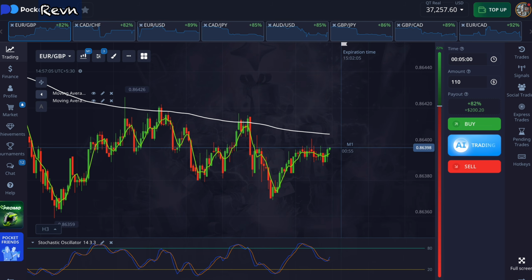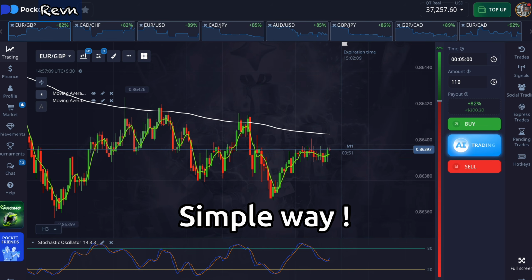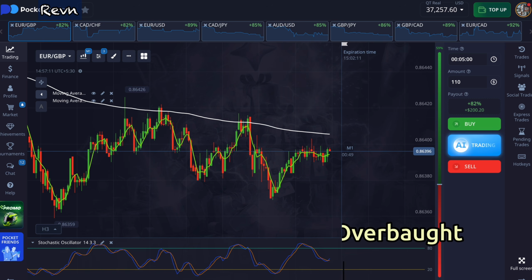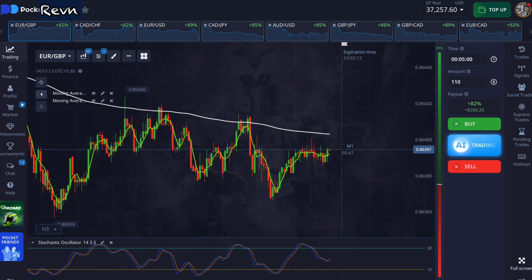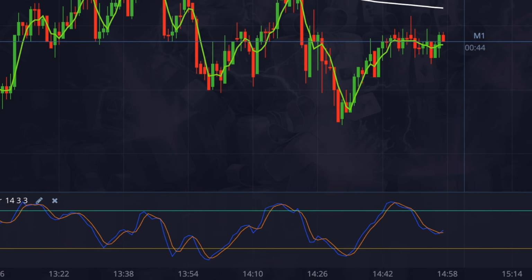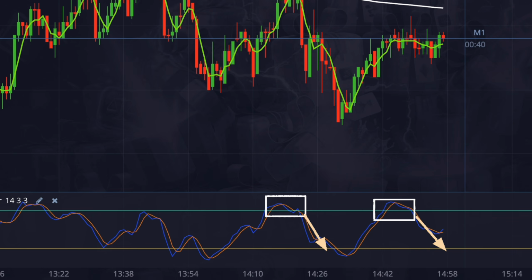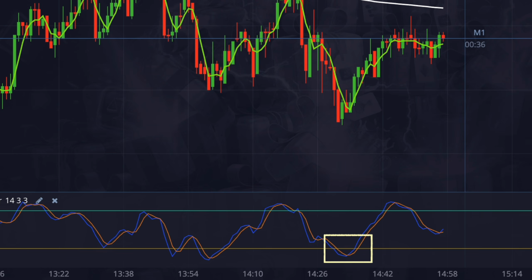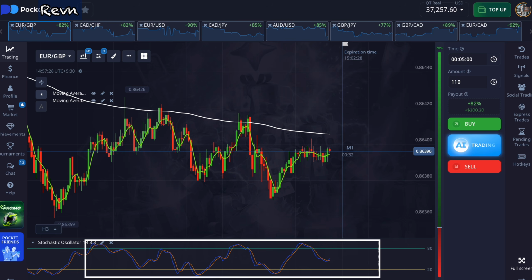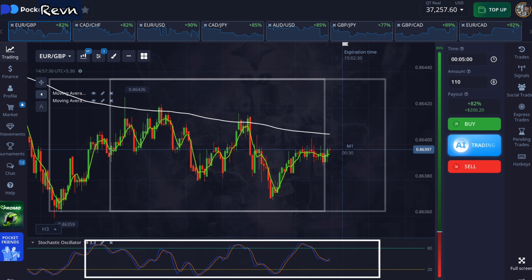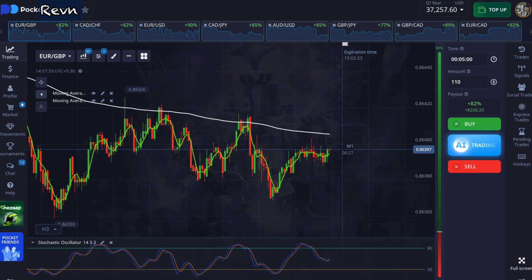Now, pay close attention, because I'm going to show you the analysis process in a simple way. This is the overbought and oversold zone of the stochastic oscillator. When the oscillator reaches the upper zone, it may indicate that the market is approaching a potential downward reversal area. Likewise, when it reaches the lower zone, it may indicate an upward reversal area. This gives us an initial reversal indication, but it should always be confirmed with price action and overall market structure.